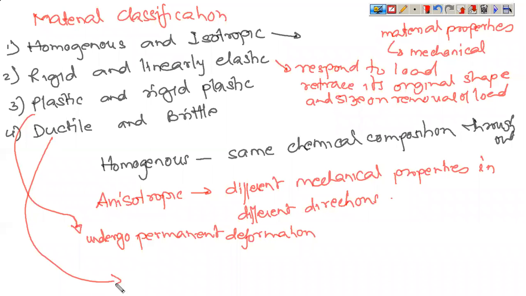Now let us come to ductile material. A ductile material is a material which can be drawn into wires.